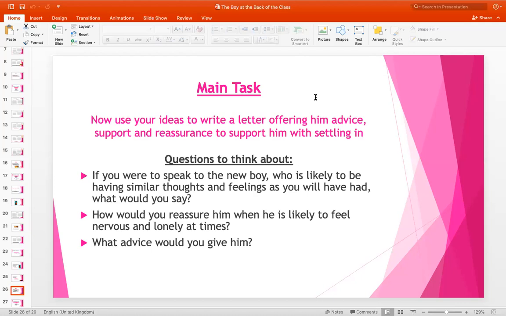When I first started teaching and becoming a teacher, a few teachers were giving me advice. So that would be your advice for a new child when he comes into our class or when there's a new child in our school.